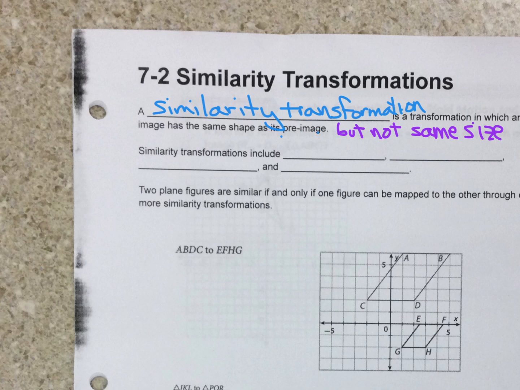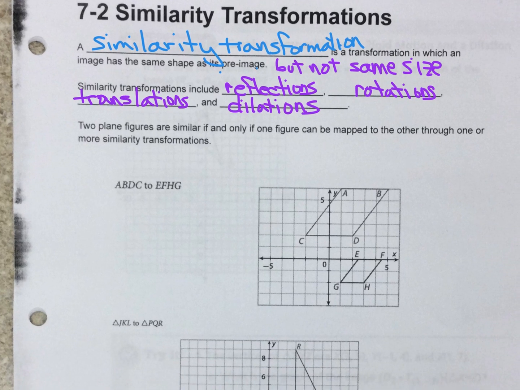Similarity transformations include reflections, rotations, translations, and dilations. All right, so two plane figures are similar if and only if one figure can be mapped to the other through one or more similarity transformations.